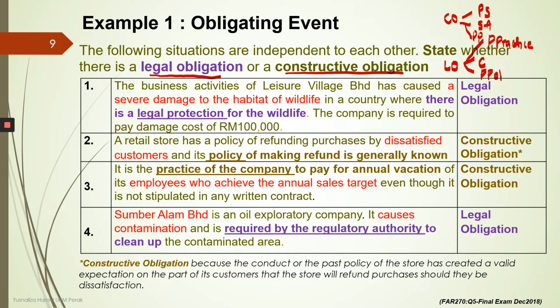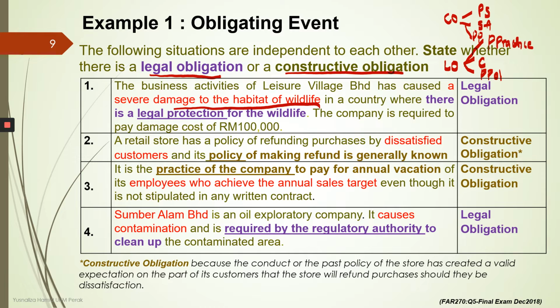So now let's look at the example from Leisure Village Berhad. That has caused severe damage to the habitat of wildlife. So this one is actually the past event. I put it in red. And because of that, however, the country has legal protection for wildlife. So there is a law to protect the wildlife. That means there is a legal obligation, and the company is required to pay a damage cost of 100,000. So there is a legal obligation for the company to pay for the damage costs. Why? Because there is a legal protection. You can see that I have underlined the keyword there.